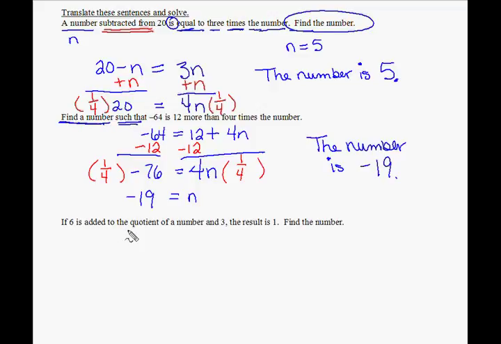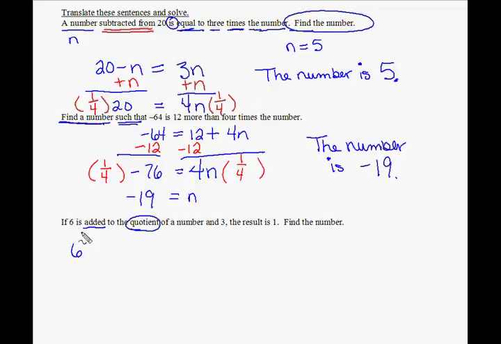Here's one more example. If 6 is added to the quotient of a number and 3, the result is 1. Find the number. So you always want to read through a word problem completely and make sure you identify everything in it and that you know what it means. If 6 is added, well, we pretty much know that added means we're going to use the addition symbol. To the quotient. What in the world is a quotient? A quotient is the answer from division. So I'm going to have to divide these two numbers and get that answer.